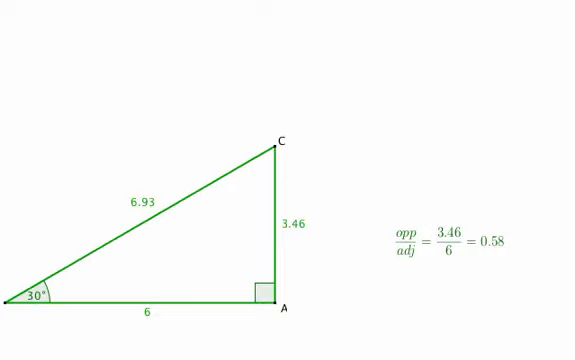Here's the next question. For what angle will the ratio of opposite over adjacent equal 1? Think about what that means. Opposite over adjacent equals 1. That means the opposite and the adjacent are equal to each other. It was 6 over 6, for example. What angle will I need for that?